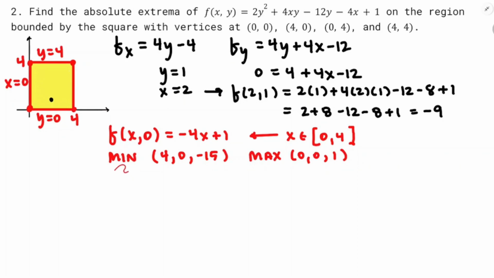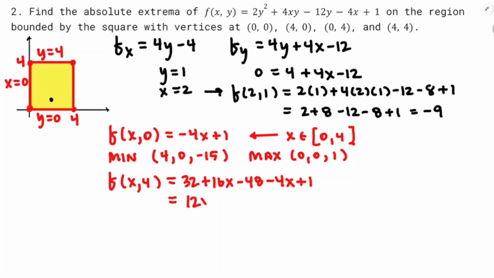So now I'm going to consider where y equals 4. So f of x and 4 is going to be, all right, 2y squared, that's going to be 32, plus 4xy, that'd be 16x, minus 12y is minus 48, minus 4x, and then plus 1. Okay, and that's going to be equal to 32 minus 48 is negative 16 plus 1 is negative 15. So I've got 12x minus 15. And this is, once again, f of x and 4 when x is on the interval 0 to 4.